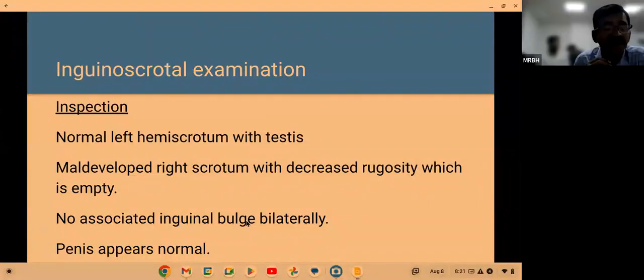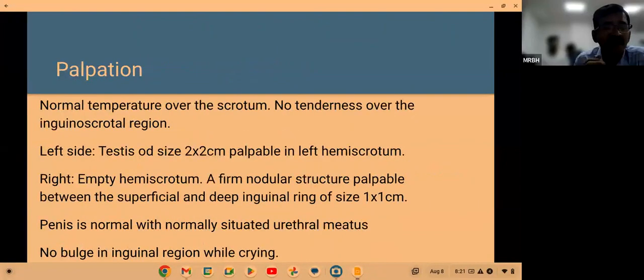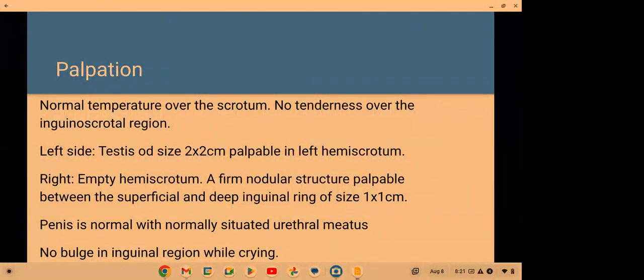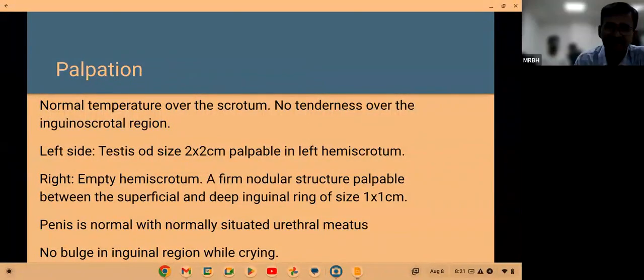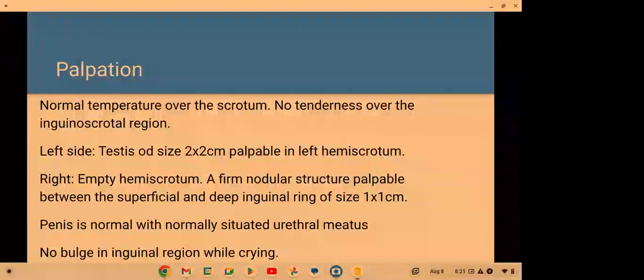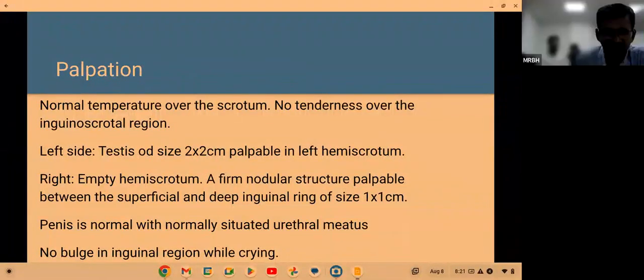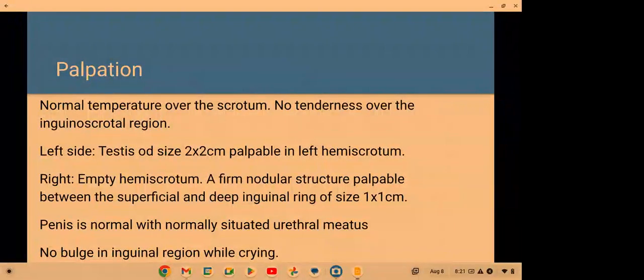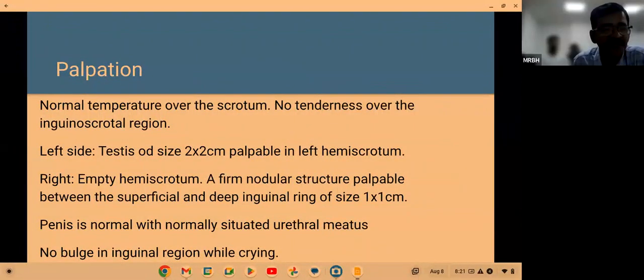Next, palpation. You try to understand, in a 1-year-old child, the inguinal canal has not developed. The deep ring and superficial ring are almost superimposed, overlapping each other. So you cannot say that you find something between the deep ring and the superficial ring. You can at least say that there is a swelling in the inguinal region. There is no different inguinal canal in a 1-year-old child.